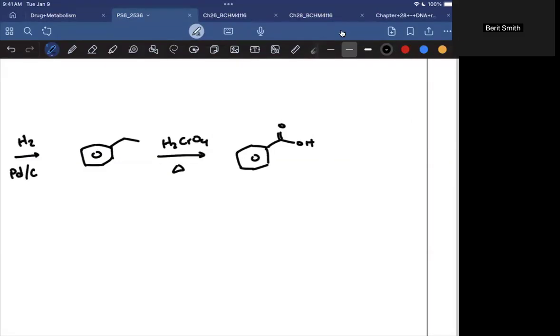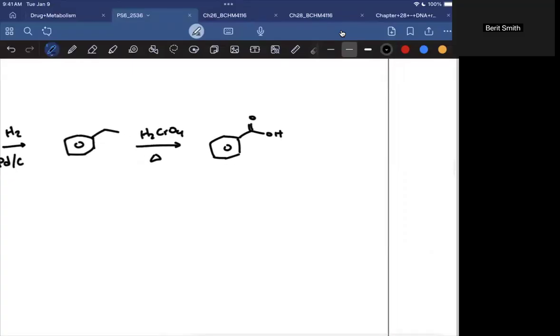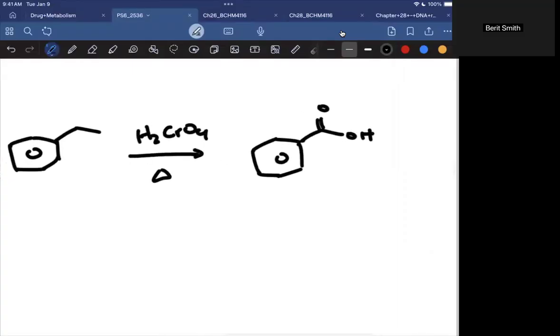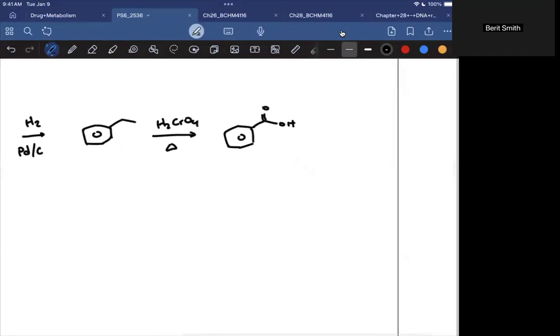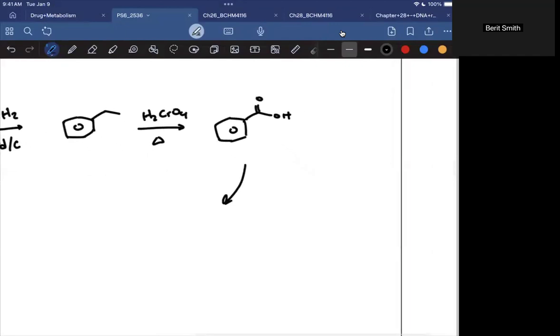Okay, sorry about that. Where was I? So, okay, the benzylic oxidation. Right, so this is the H2CrO4 or the KMnO4. Just drawing a blank on that one. Either one works with heat.